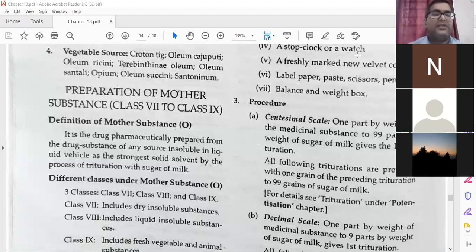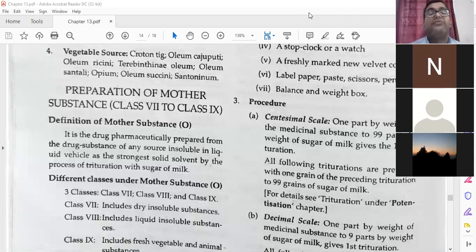So the definition of mother substances: it is the drug pharmaceutically prepared from the drug substances of any sources insoluble in liquid vehicles, with the strongest solid solvent, by the process of trituration with sugar of milk. Already we have discussed this. Again and again we will see it in the potentization chapter, where there are two processes, trituration and succussion.